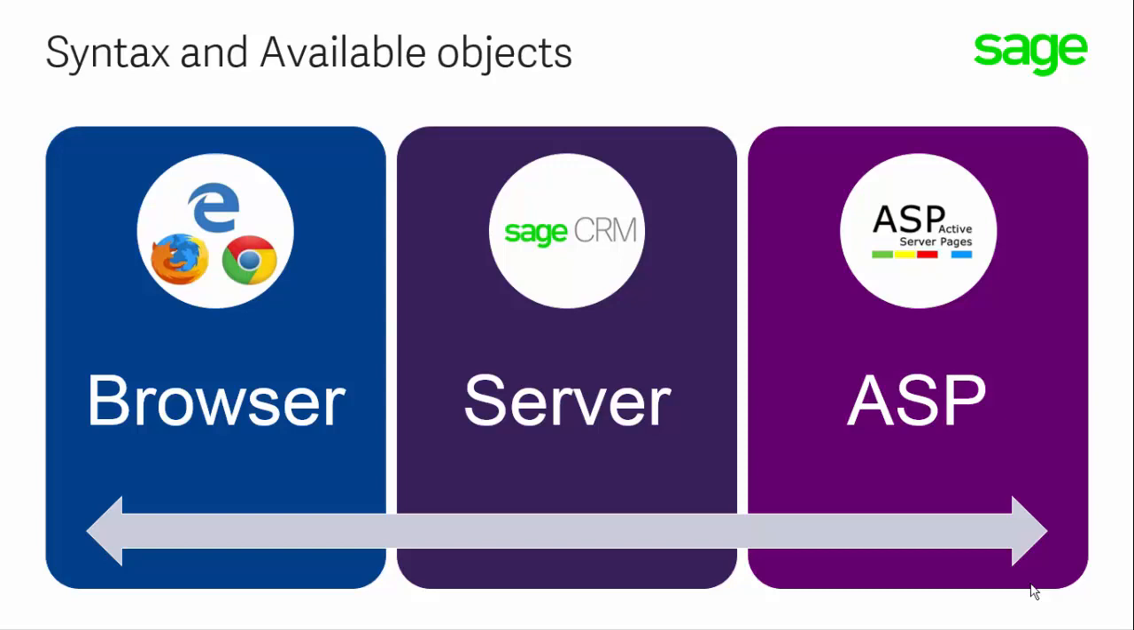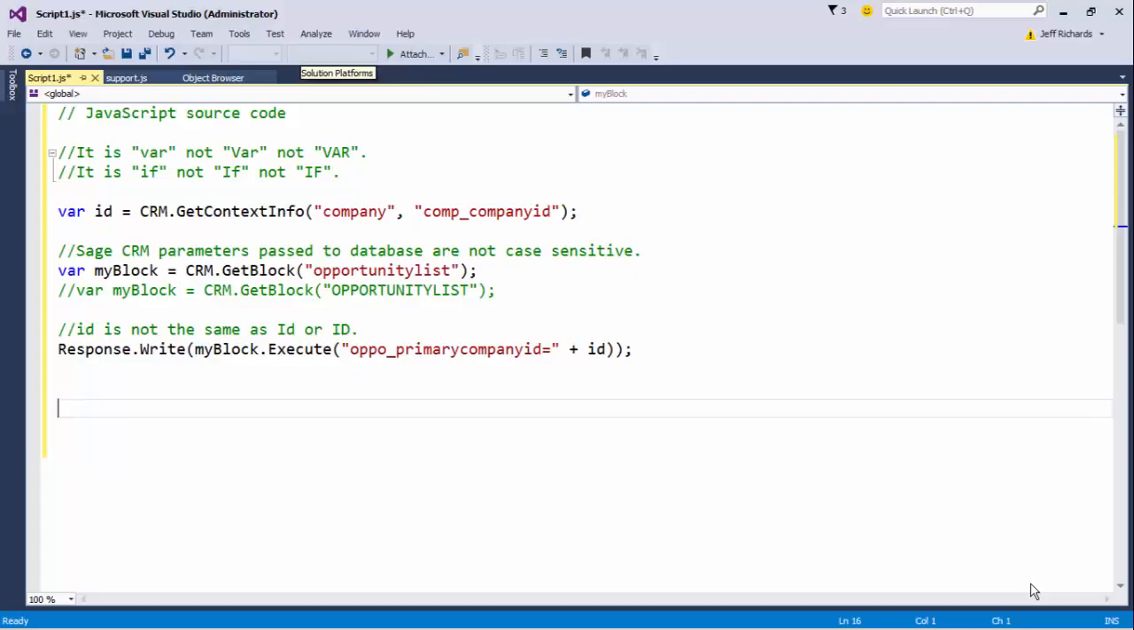Whether we're writing in an ASP page, or inside a browser, or inside the application server as an internal script. Objects that exist in the browser will not exist inside ASP pages. Objects that exist in ASP pages will not exist in an internal script, but the basic syntax is the same. You'll find that the syntax is similar to C and C++.